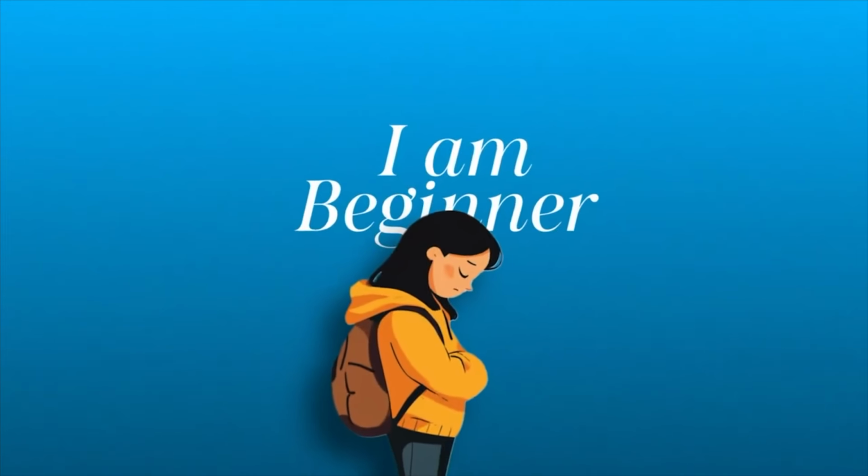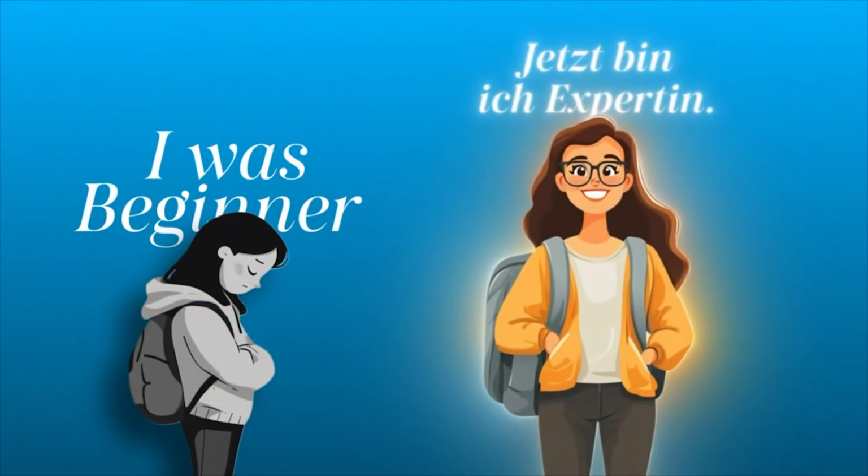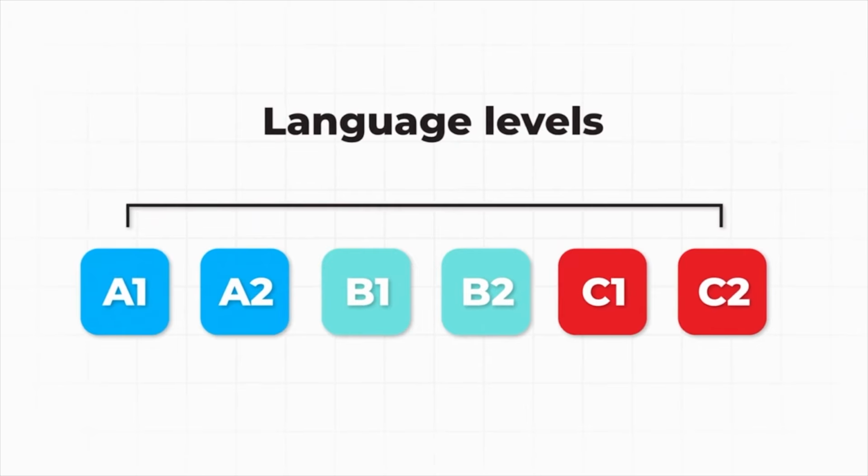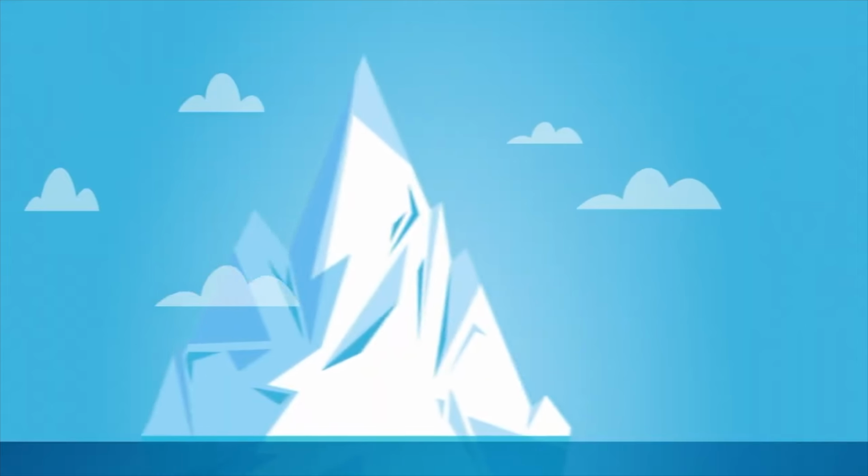If you've ever wondered what it takes to go from a complete beginner in German to mastering the German language at an expert level, you're in the right place. In this series, we'll explore all 6 levels of German learning, from A1 to C2, and uncover what you need to know at each stage, and more importantly, what you need to be able to do with the language to truly master German. Think of German fluency as an iceberg.